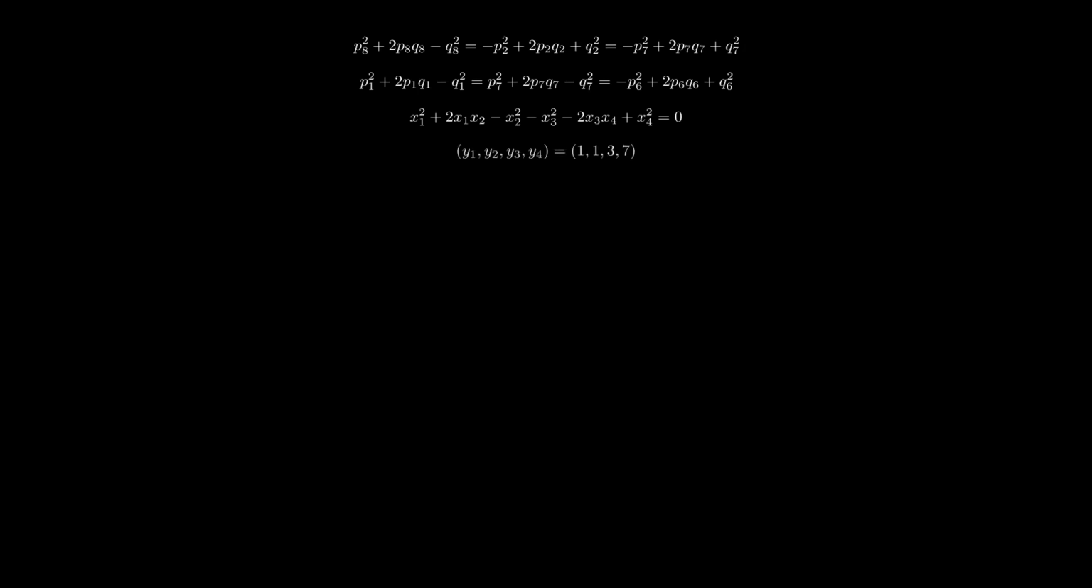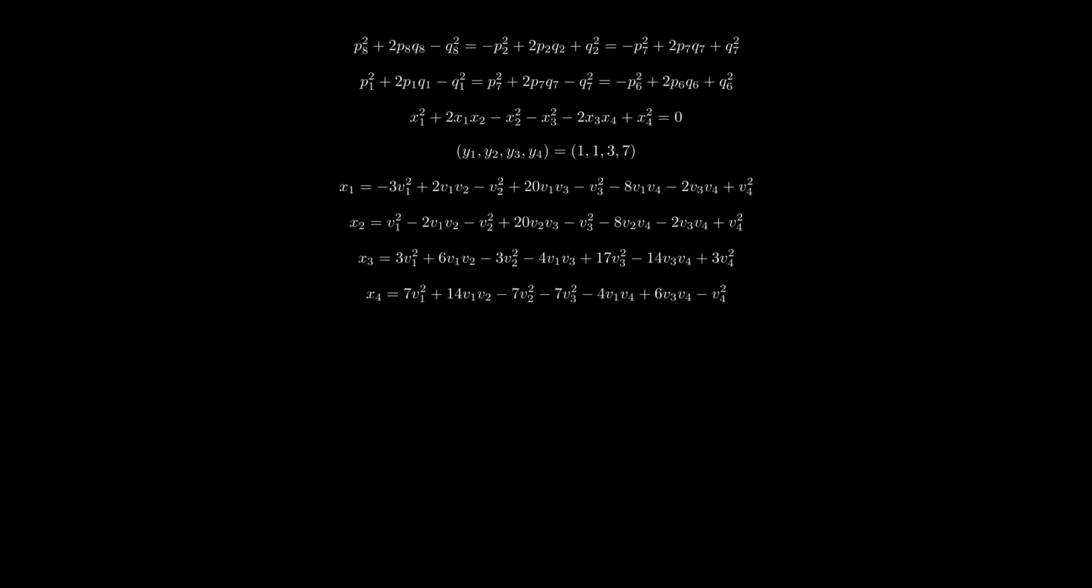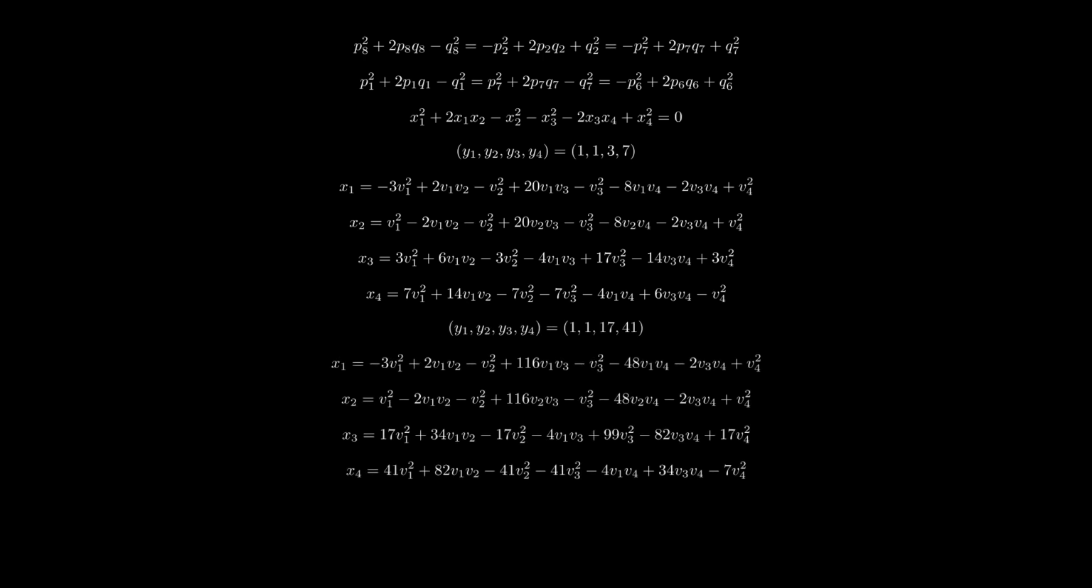Here's one initial solution I'll use. Now let's try something. What happens if I find another solution where I keep y1 and y2 the same, but find a different y3 and y4? Here's that set of solutions. Notice how x1 and x2 are not the same as the previous x1 and x2, but they look similar. In fact, they would be the same, but only if I set v3 to 0 and v4 to 0.